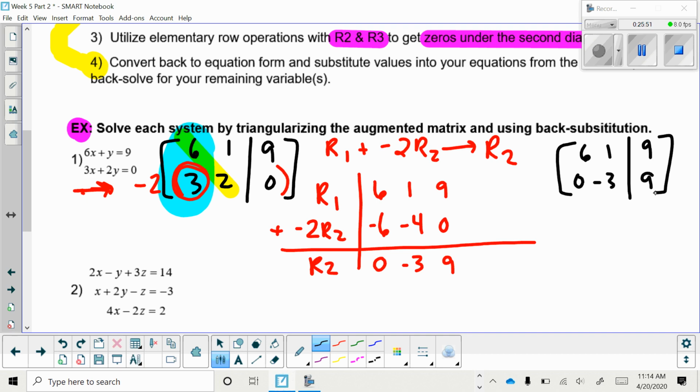So I have only zeros under my diagonal. Now I can back substitute. So looking at the row 2, what does this indicate as far as variables go? Am I about to solve for x or am I about to solve for y?